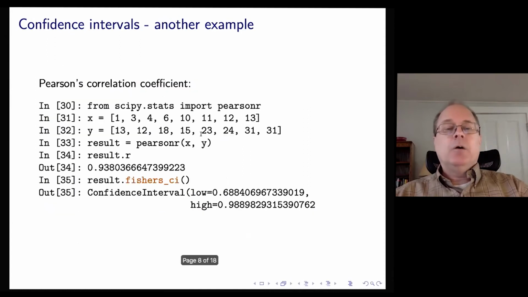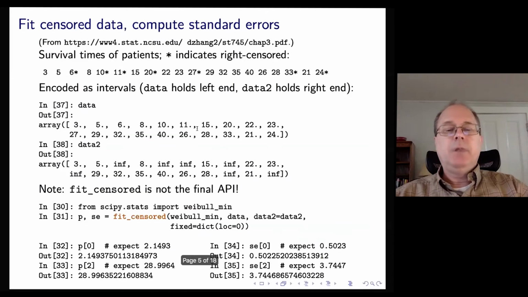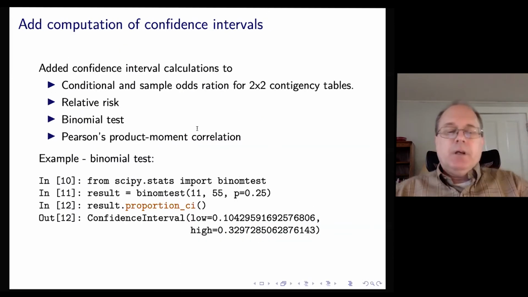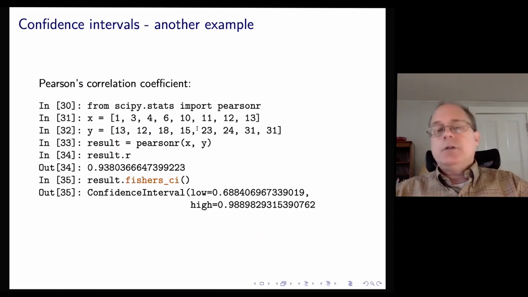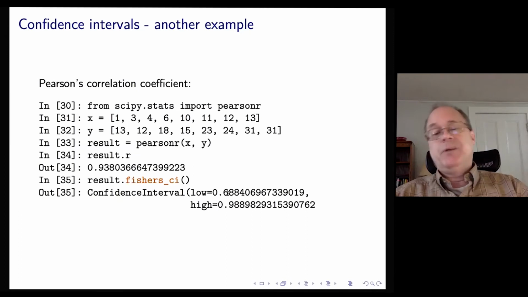This again is also ongoing. This is a different example, the Pearson R, the Pearson correlation coefficient. Same idea: do a correlation coefficient between x and y. We have a function called pearsonr, which computes the R correlation coefficient, and we now have, as part of the return value of this function, a method to compute the confidence interval of that statistic. So here, the estimate of the correlation is 0.938, but the confidence interval is from 0.688 to 0.989 or so.